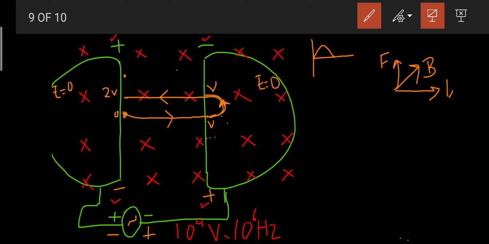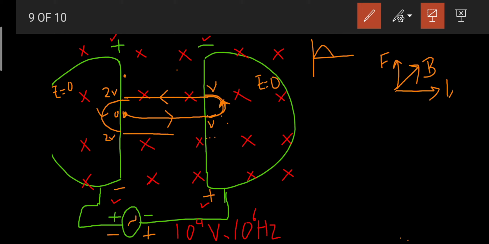Okay, so at 2v, the charged particle will again enter the D, so there will be no electric field, only a magnetic field. The path of this charged particle would now be greater. Why? Because now the velocity is greater, so definitely the radius would also be greater. It is going to have a greater radius this time, and it will again be ready to enter at the velocity of 2v back into the electric field.